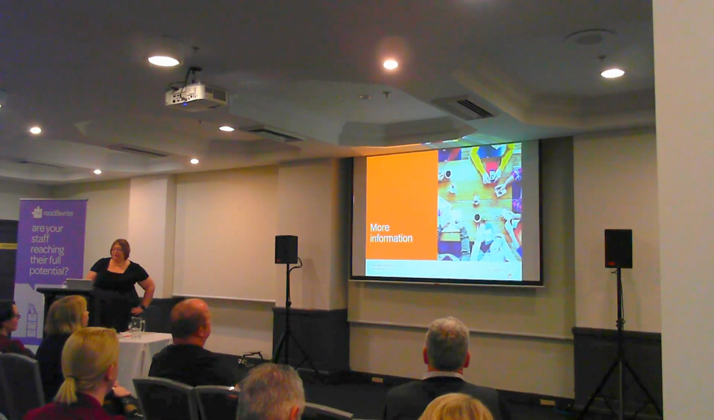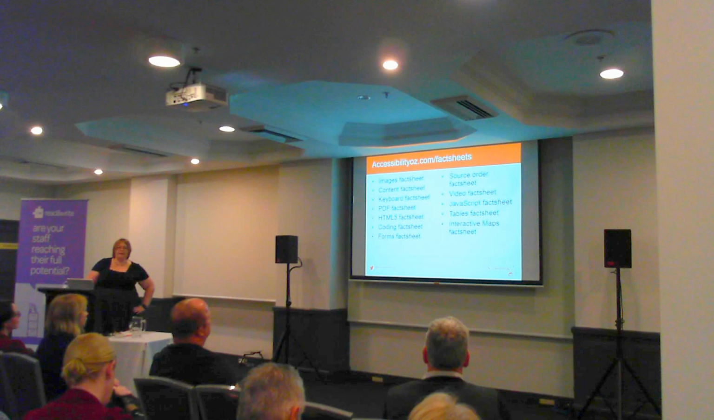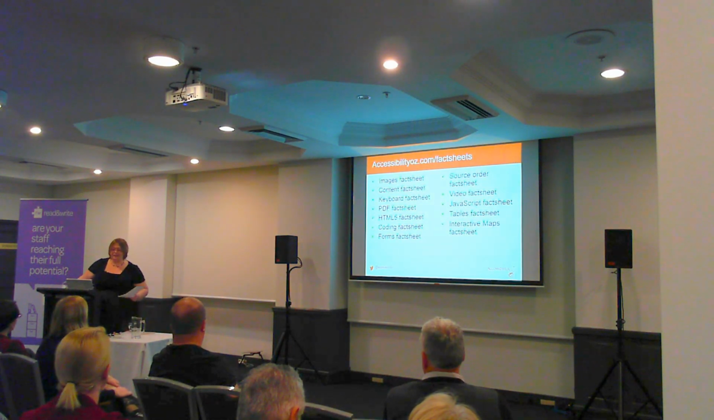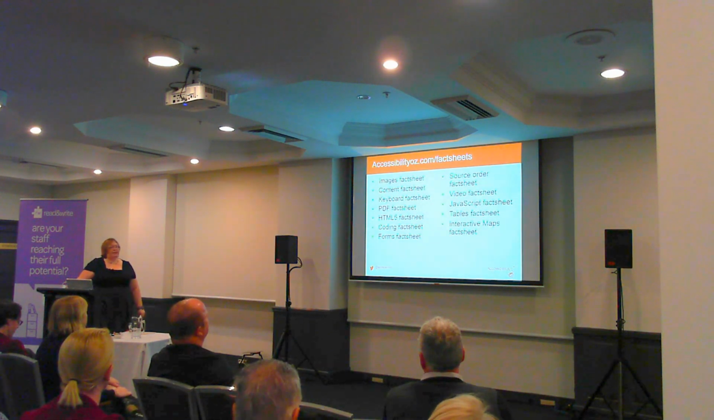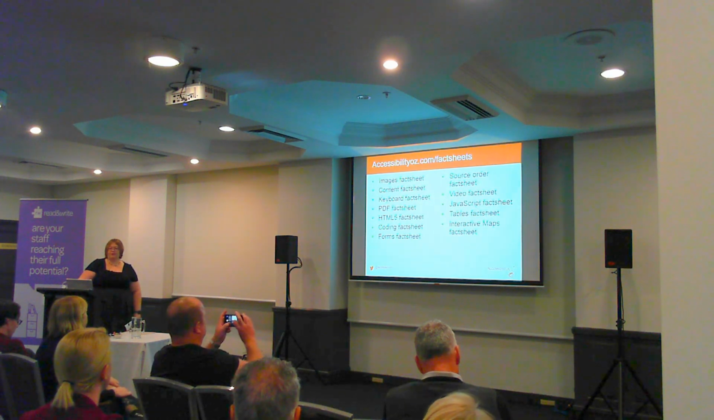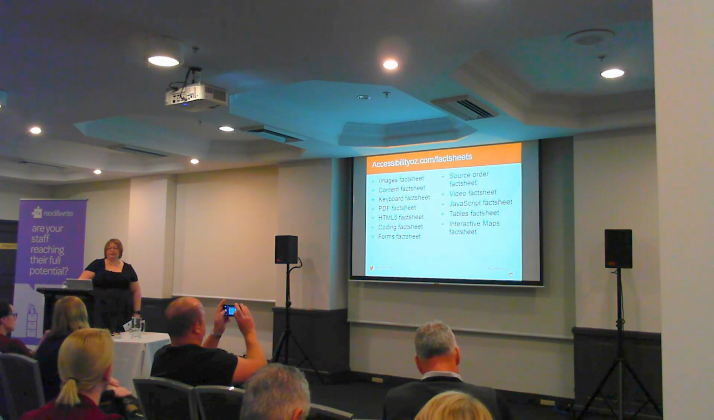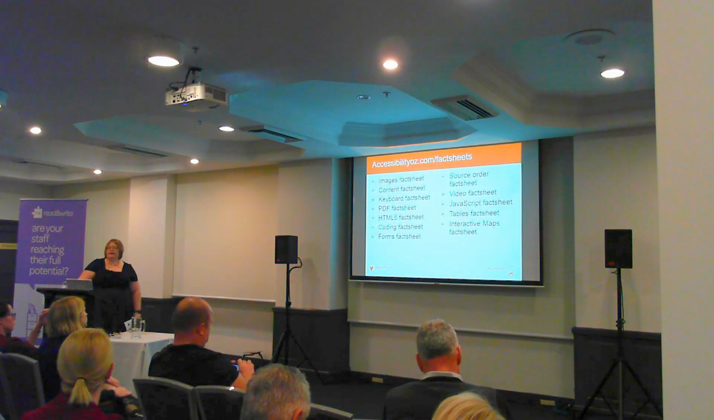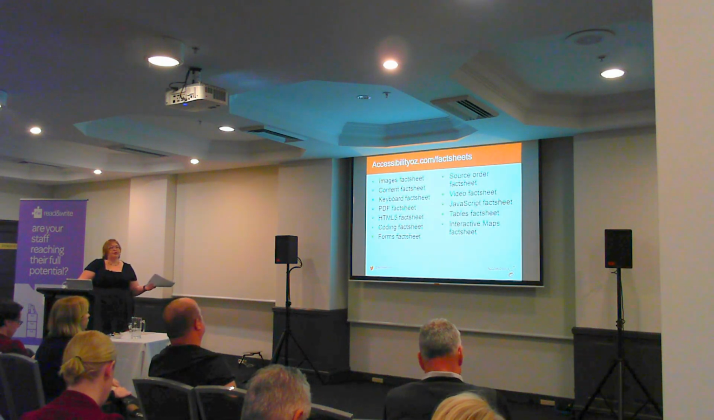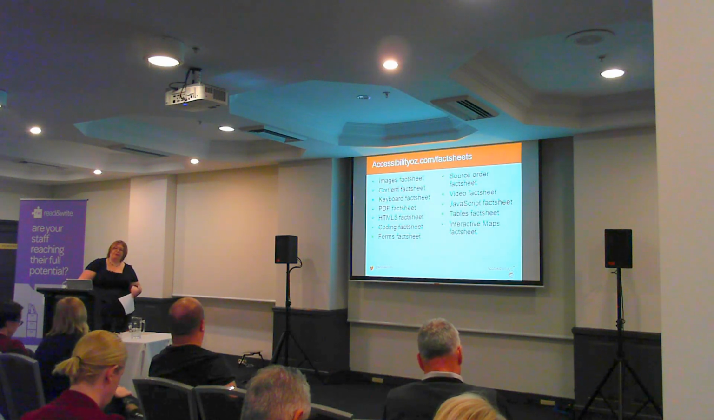Now, I just have some more information for you. There are these great accessibility fact sheets, and I have 2 copies of the video fact sheets here to give away. We have fact sheets on images, content, keyboard, PDF, HTML5, coding, forms, source order, video, JavaScript, tables, and interactive maps. They were all commissioned by the Bureau of Meteorology, and they're available under a Creative Commons attribution license. So you can do what the United Nations did, which is download all of them, repurpose them as they saw fit, and then just make sure they attribute it to the Bureau of Meteorology.